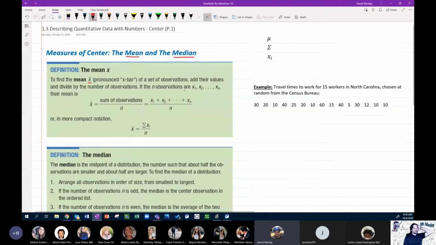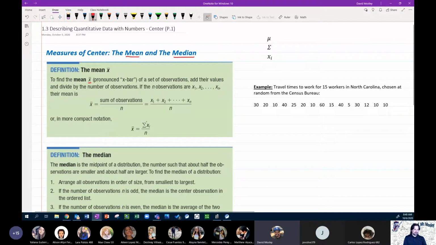Okay. So this is a lot of notation and a lot of symbols, right? The x sub 1 means this is the first data point, x sub 2 the second data point, x sub n the nth or the last data point. We use these letters and n's because we don't know the values. This is a general example. Or in more compact notation, you can say x bar equals sigma x sub i divided by n. And we use this to write all of that in a very short space.